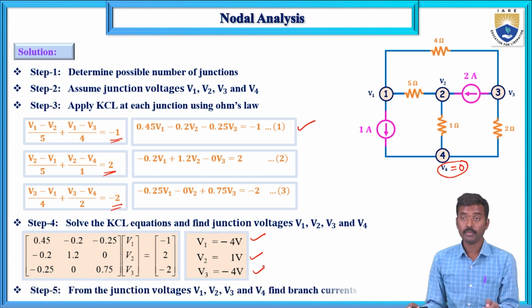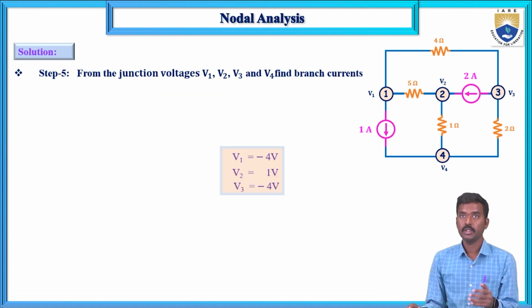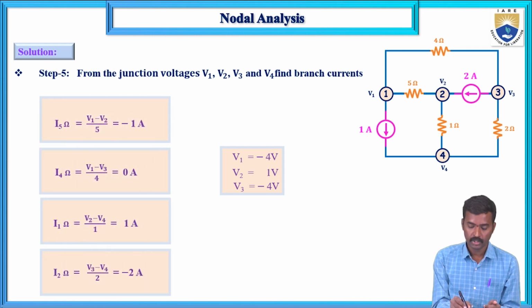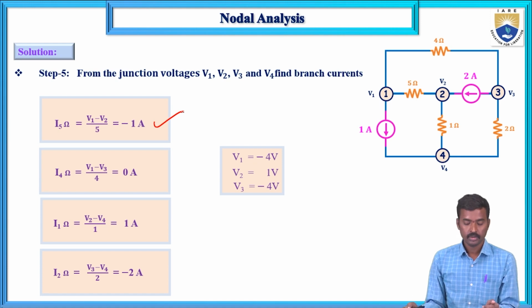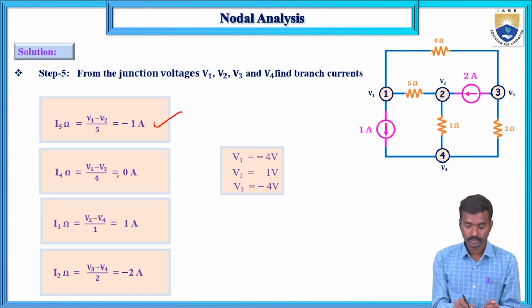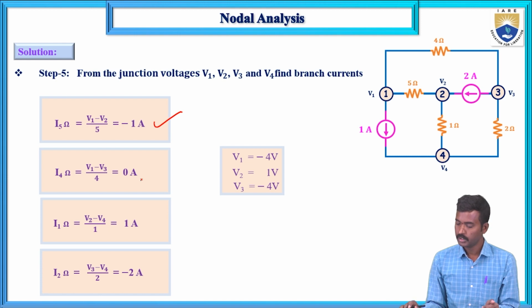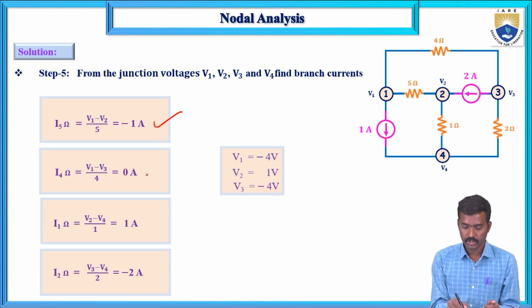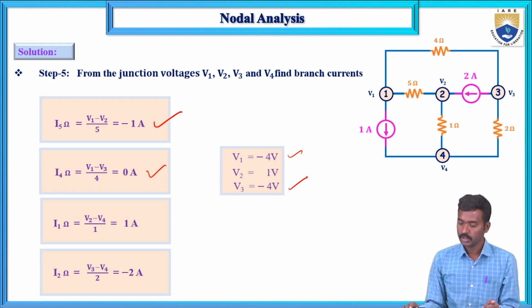Next, step 5 is from this junction voltages, calculate the branch currents. So 5 ohm resistor current (V1 minus V2) by 5, this one minus 1. 4 ohm resistor current is V1 minus V3, this is 0, same values, minus 4 and minus 4. Next, (V2 minus V4) by, this is 1 ohm resistor and this is 1 amp. Next, (V3 minus V4) by 2, this one.